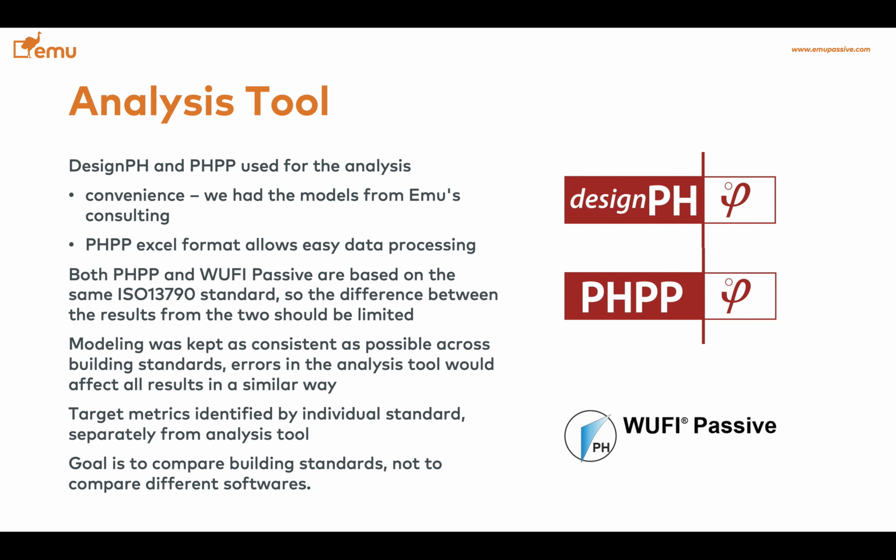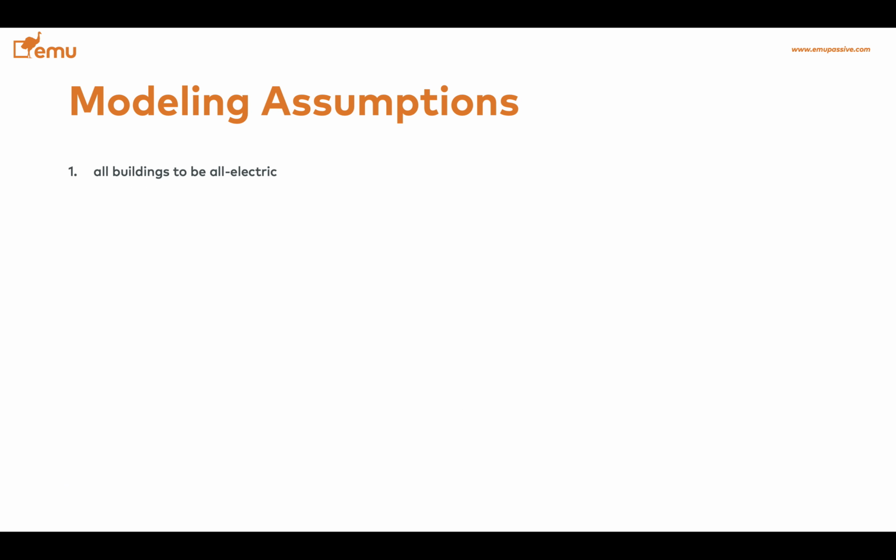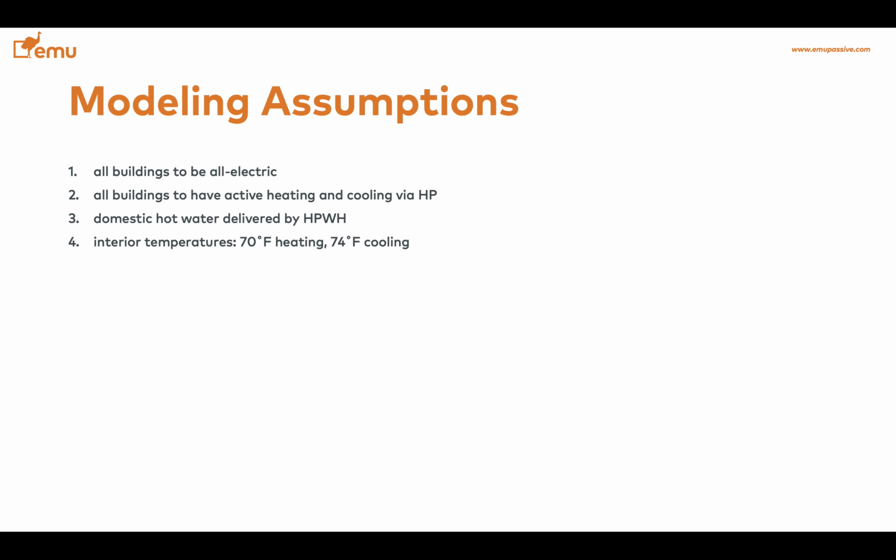Assumptions we made in the study include: all buildings to be all electric; all buildings to have active heating and cooling, including in very cold climate zones, via heat pumps; domestic hot water produced by a heat pump water heater; the interior temperature set at 70 degrees in wintertime and 74 degrees for cooling in the summer; and all buildings to have continuous fresh air ventilation.